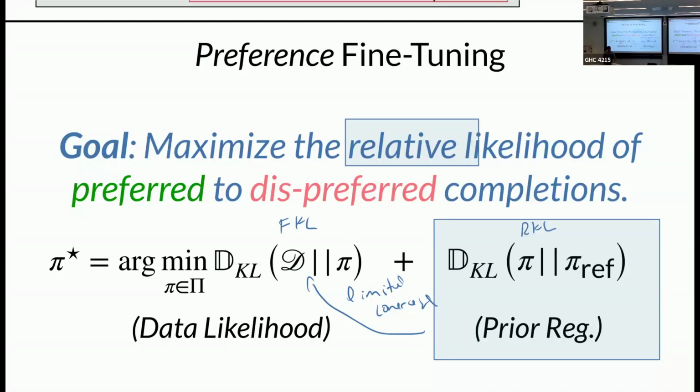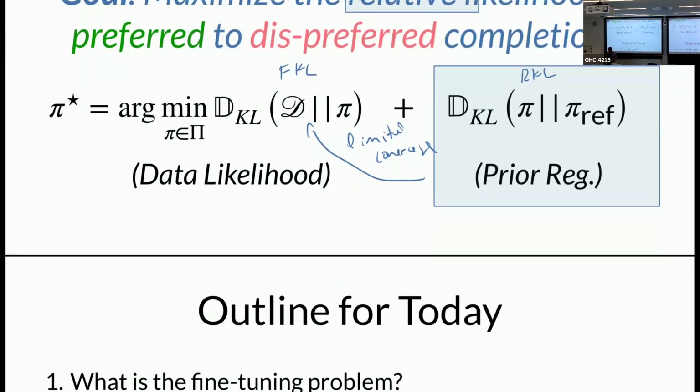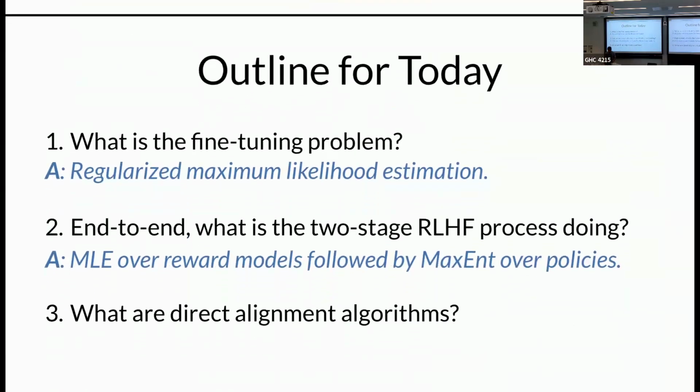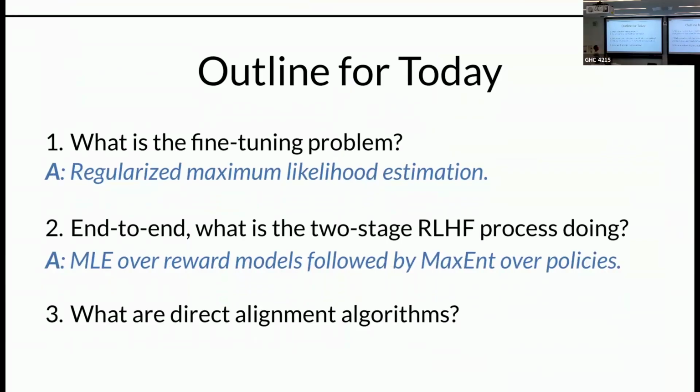So that's sort of the overall objective. We're going to talk about algorithms now, but hopefully that high level picture makes sense. So what we're going to talk about next is the two-stage RLHF process. What is it actually doing? It's basically going to look like doing something like maximum likelihood estimation over reward models, followed by doing something that looks like maximum entropy RL or soft RL over policies.